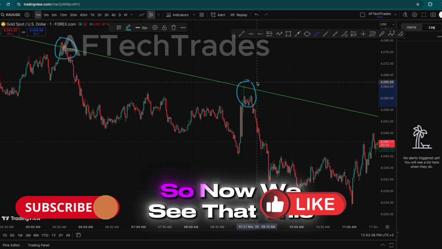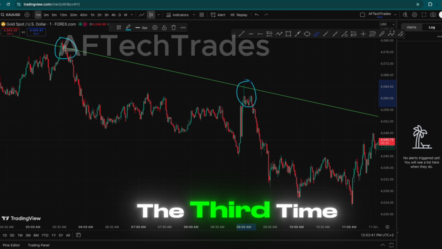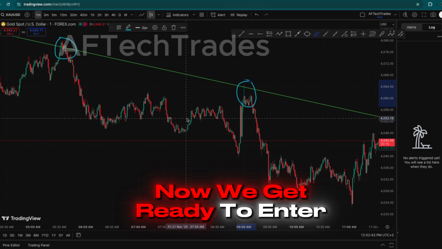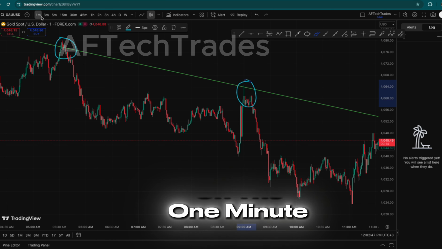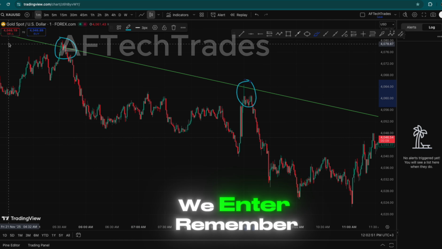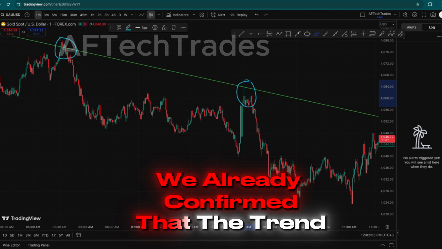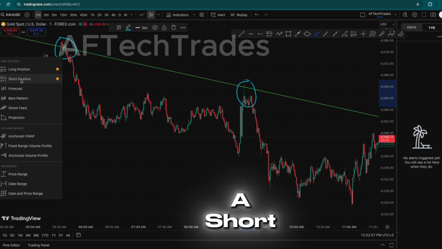You see? So now we see that this market came to our trend line the third time. Now we get ready to enter and we see a rejection candle. Remember, now we are on the 1-minute time frame. We see a rejection pullback candle, right? We enter. Remember, we already confirmed that the trend is a downtrend. That's why we'll be looking for only a short position.